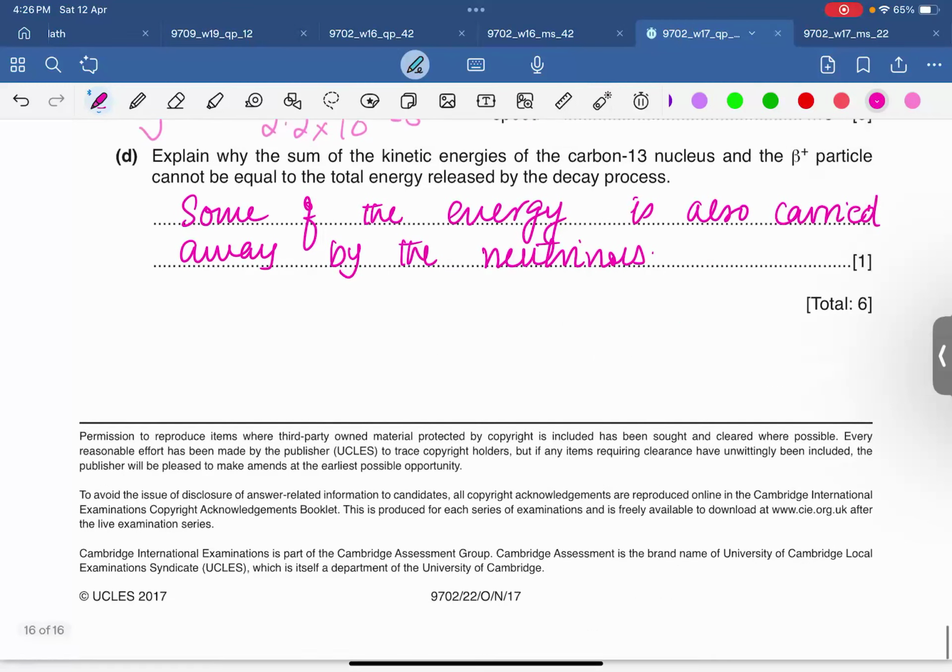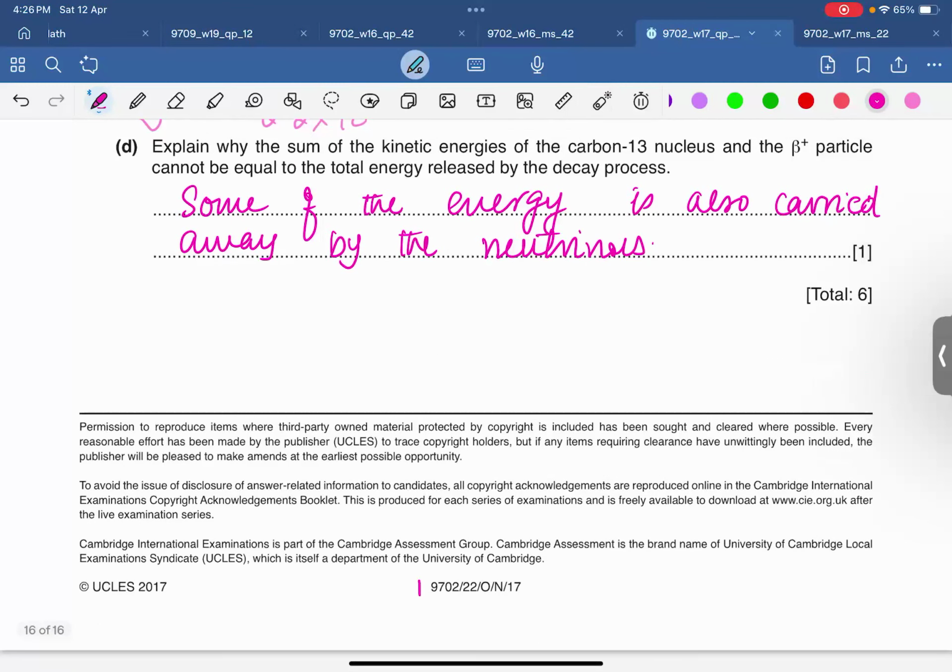Okay, so the paper is done. So we did October, November 2017. Please note down the homework. You have to try November 2017 Q21 tomorrow. Okay, this is your homework.